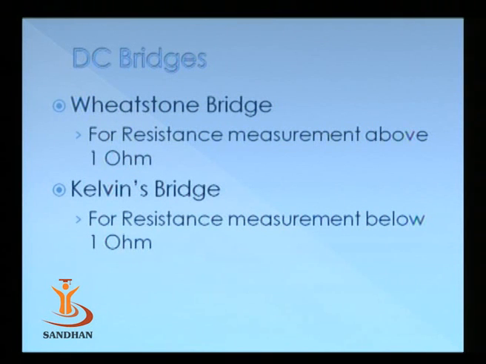First of all, starting with DC bridges. DC bridges require DC excitation, and in this category we have two bridges for discussion. First, the very popular Wheatstone Bridge, a four resistance arm bridge for measurement of 1 ohm or above. Then Kelvin's bridge, which is required for very low resistance measurement, with the resistance range starting from 1 ohm down to 0.0001 ohm.